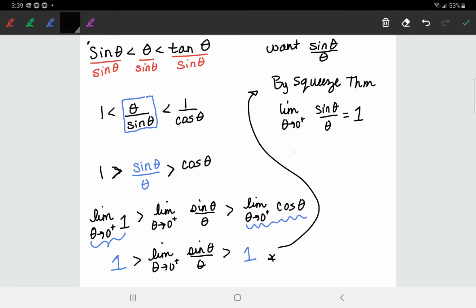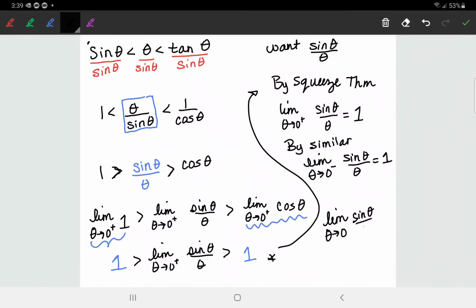Now, by a similar argument, we can also show that for the left-hand side. So we can show that the limit as theta approaches 0 from the left of the sine of theta divided by theta is equal to 1. Then, since the left and right-hand limits exist and they agree, the full limit exists and is equal to 1. The limit of the sine of theta divided by theta is equal to 1. And that's it.